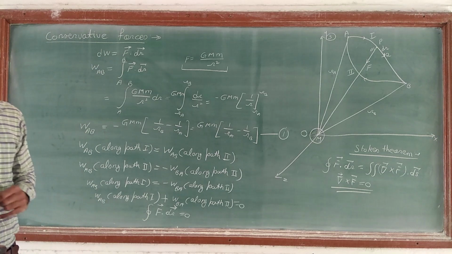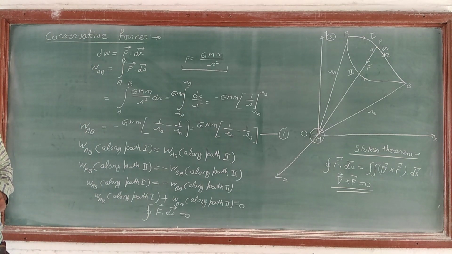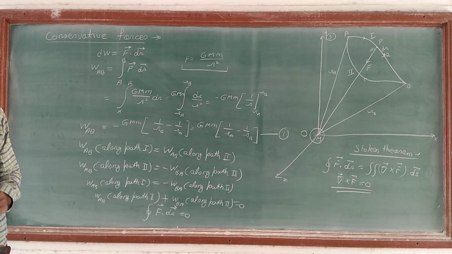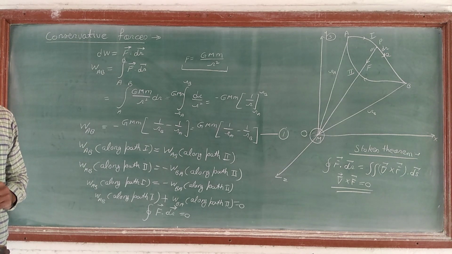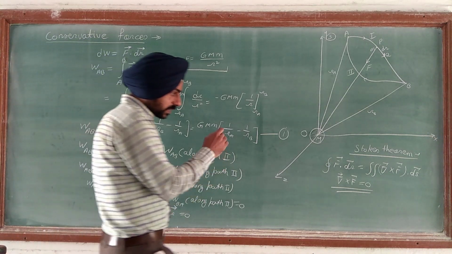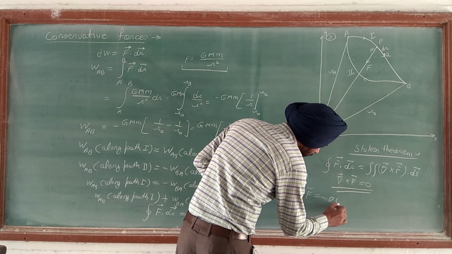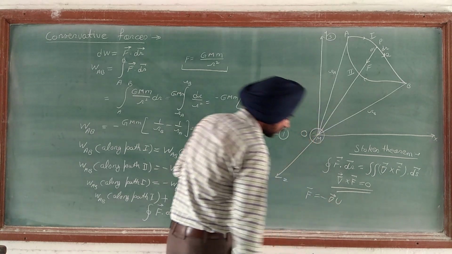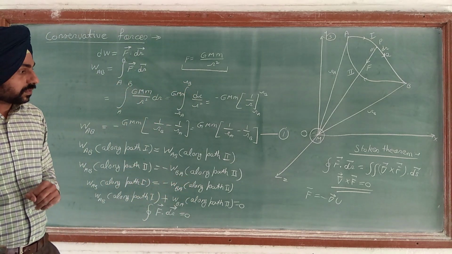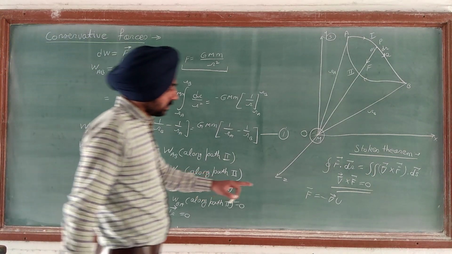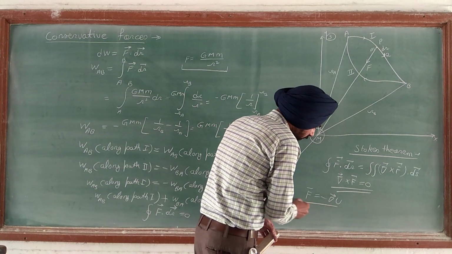There is another way to state that. A conservative force can always be expressed as the negative gradient of a scalar function called the corresponding potential. Now, if the force F is conservative, then the force F is representing a negative gradient of a scalar: F equal to minus del U. Now, let us proceed to prove this result.